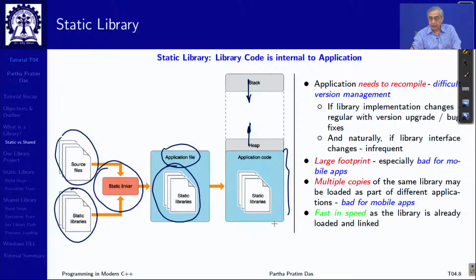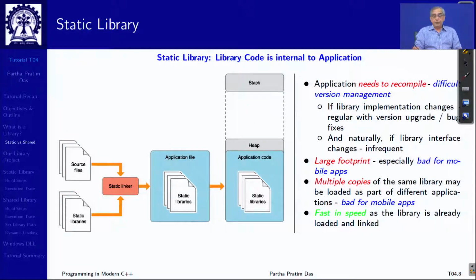Now, this has a lot of advantages and disadvantages. The application will need a recompile. This is my application source, and this is my static library. Obviously, if I change my application source, I will need a recompile, but here I will need a recompilation, or at least a linking, even if just my static library changes, and I have not changed anything in my source code.